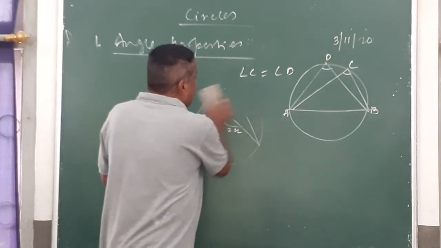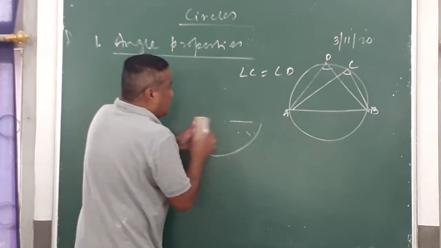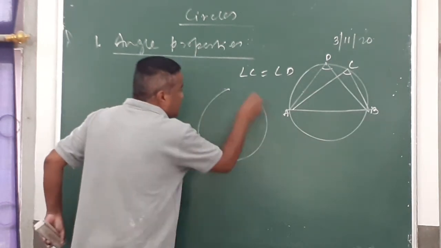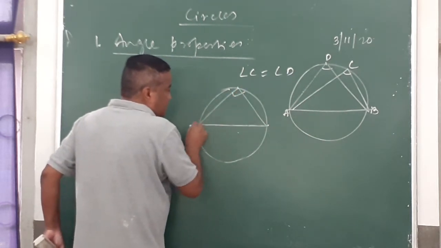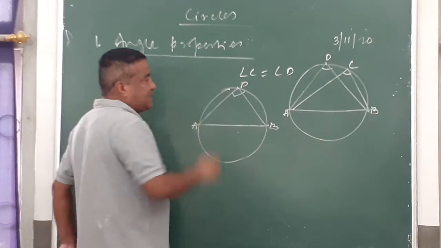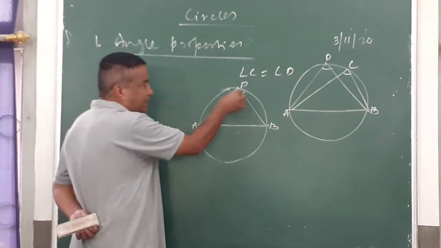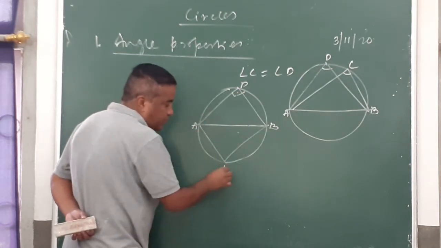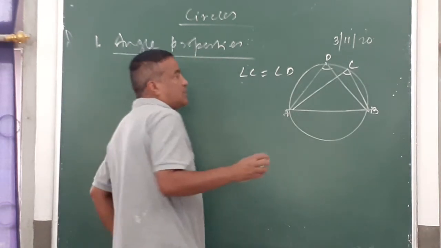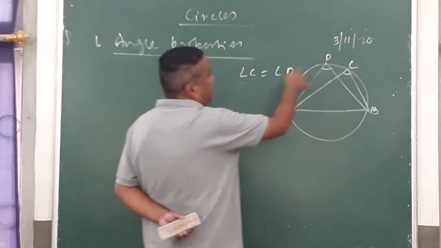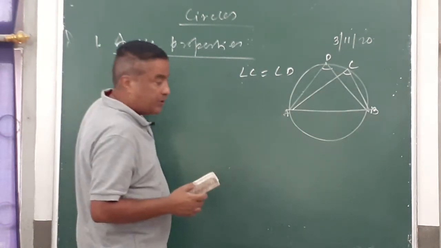Second theorem was angle in a semicircle is 90 degree. Suppose this is the diameter, this is A, this is B, this is P. This angle is 90 degree. Why is this angle 90 degree? Because angle in a semicircle is 90 degree. Either this angle or this angle, depending upon the situation. And third theorem was angle in the same segment of a circle are equal, means angle C and angle D will be equal. Now these three theorems are under angle properties.